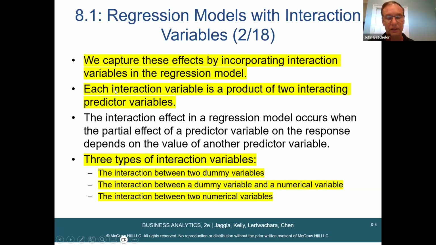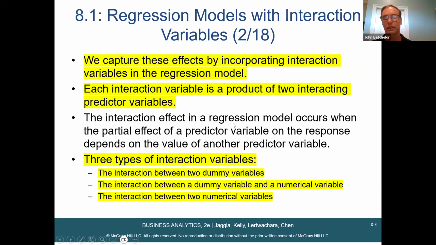So let's see. And here again, we're making it sound confusing. Each interaction variable is a product of two interacting predictor variables. That's the truth. Product means multiply, right? So we're just taking two variables, like in the example we just had, marketing and something else, and we multiply them together. That's it. We just create a new column and multiply them together.